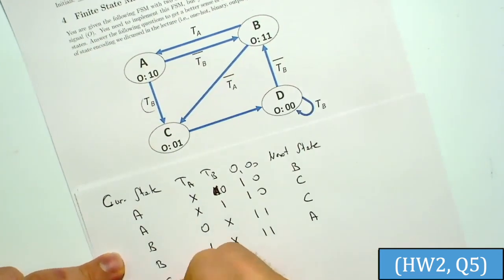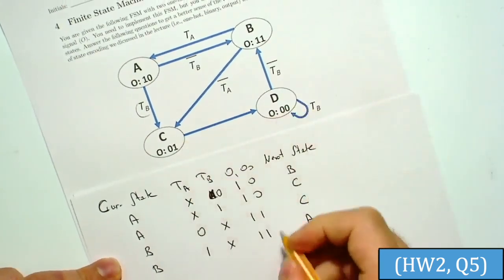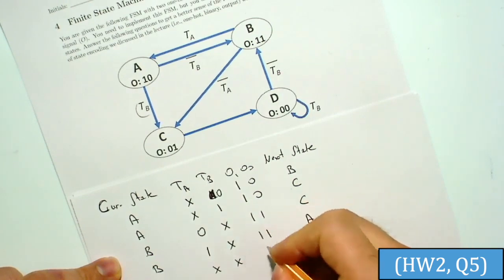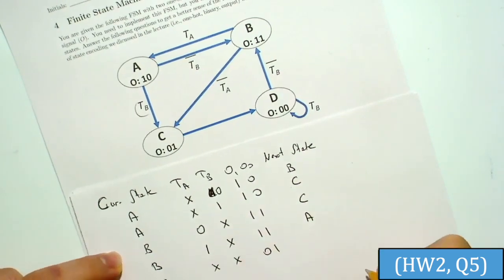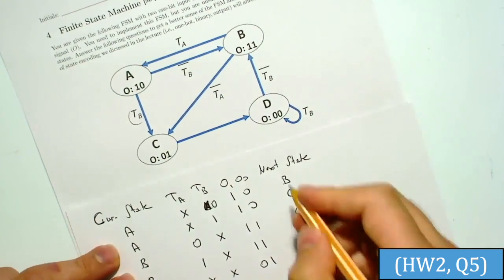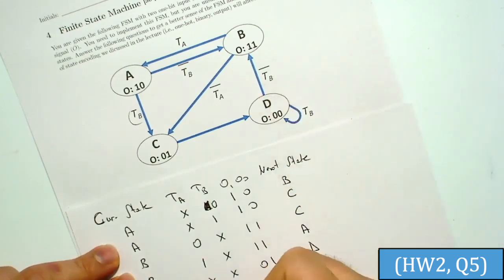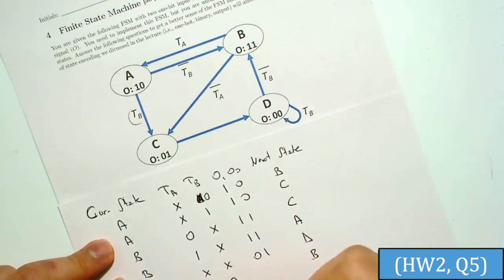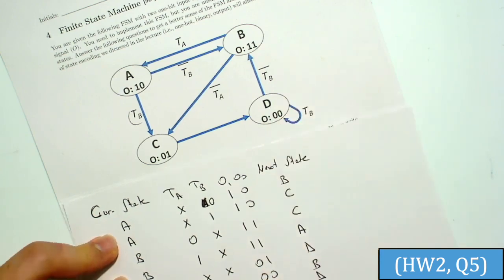For C, no matter what, I'll visit D, so these TAs and TBs are don't cares, the output will be 0, 1, and the next state will be D. For D, if I have 0 for TB and don't care for TA, then I'll visit B, and if I have 1 when I'm in D, then I'll visit D again, and the output will be 0, 0, and 0, 0.